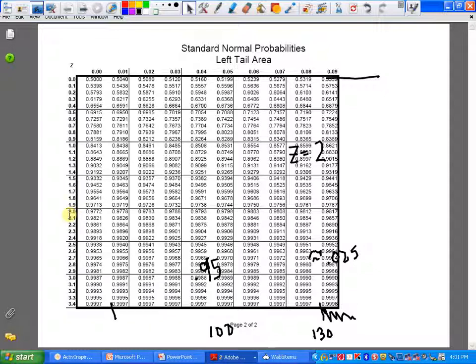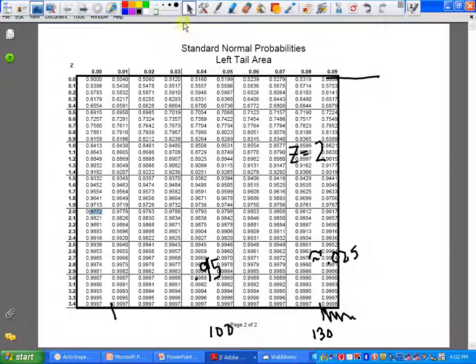This is the whole number and the tenths number, and this row tells us the hundredths decimal. So we're looking for this right here, 0.9772. Now, that is the probability. Notice it says left tail area. It will always give us the area or probability to the left of that score. So that means basically 97% of people have an IQ score less than 130.